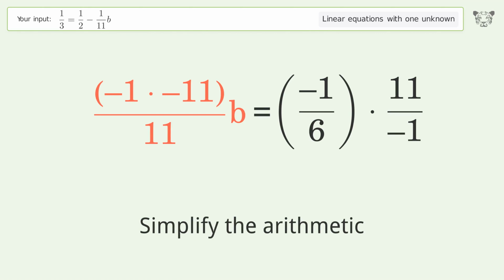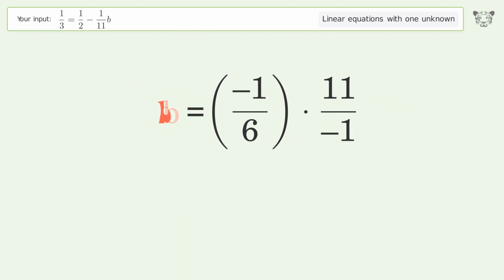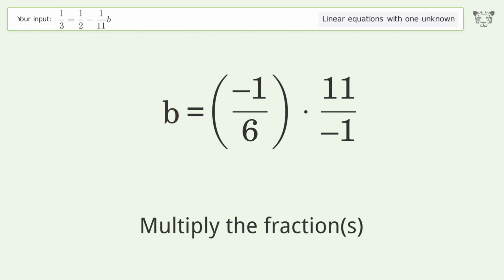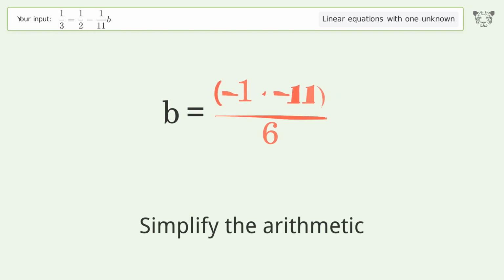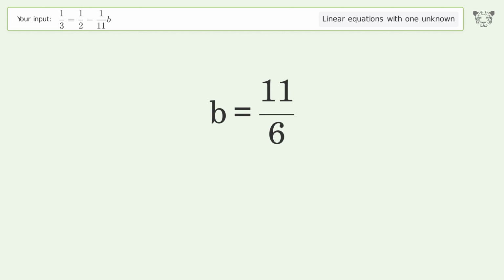Simplify the arithmetic. Multiply the fractions. Simplify the arithmetic. And so the final result is b equals 11 over 6.